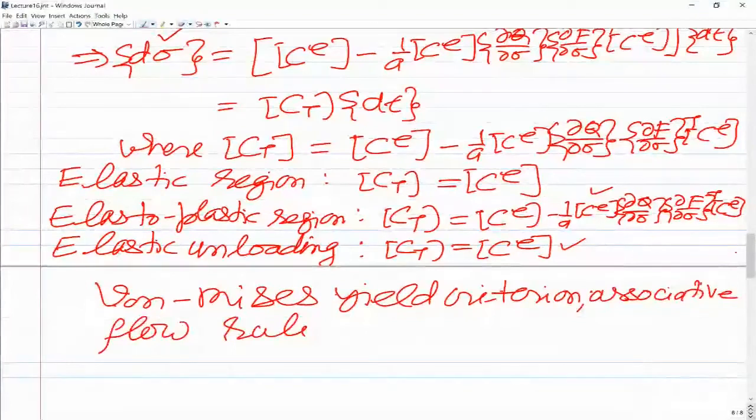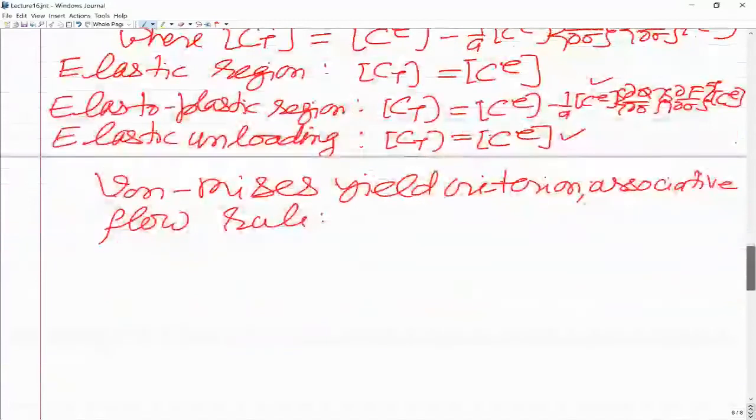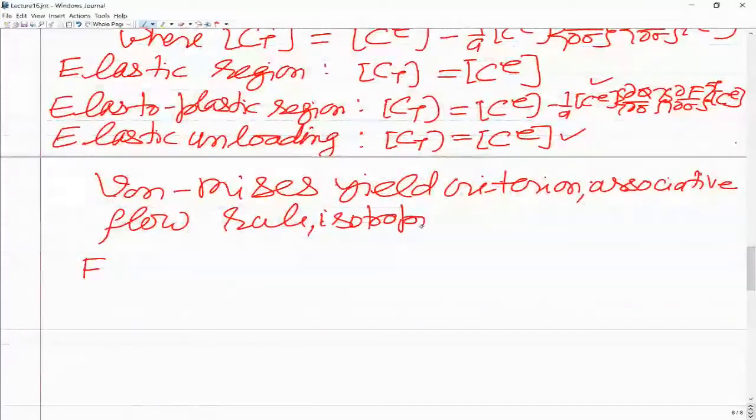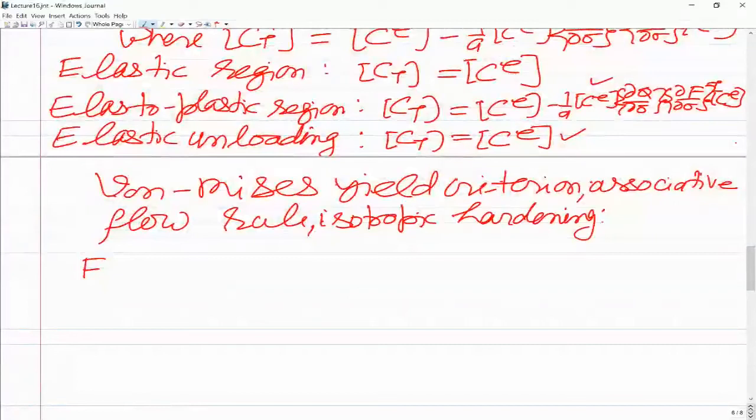Von Mises yield criterion, associative flow rule, and yeah, so let's first talk about this. Now we know the yield function f, and also let me say that there is no kinematic hardening, only isotropic hardening. So von Mises yield criterion, associative flow rule, and isotropic hardening. Because there is no kinematic hardening, alpha would be 0. Isotropic hardening means alpha is going to be a null vector.